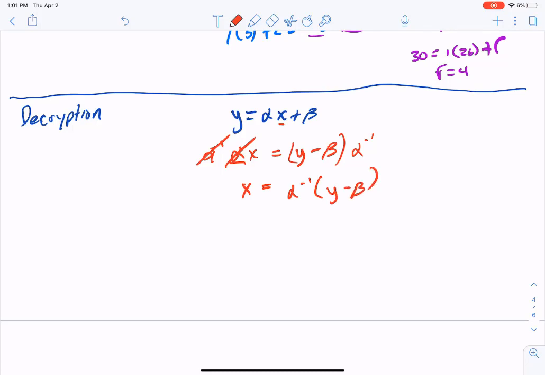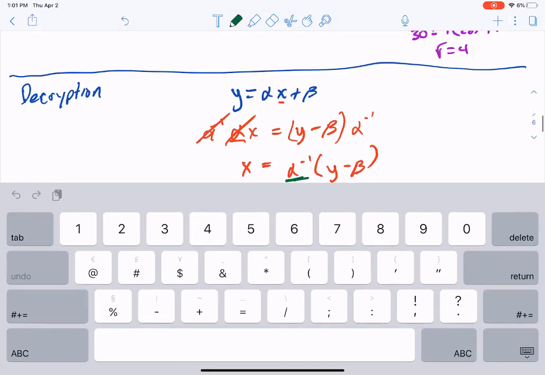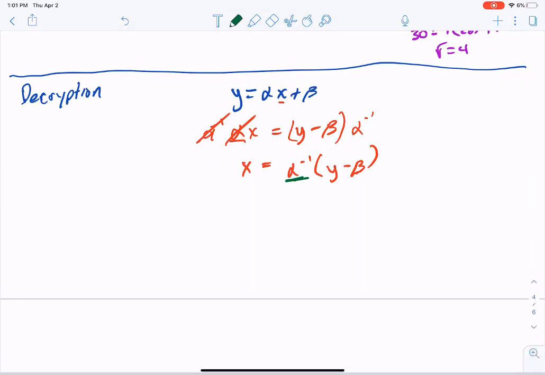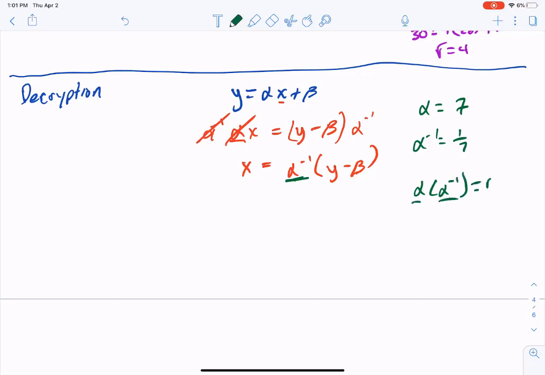The hard part of this whole thing, really the only challenging part, is finding this inverse. Okay, because technically if I were to say alpha is 7, then you would think, okay, the alpha inverse has to be 1 over 7, right? Because what we're trying to say is that alpha times its inverse will always equal 1. That's what it means to be an inverse. It just undoes it. And 7 times 1 over 7 will equal 1.